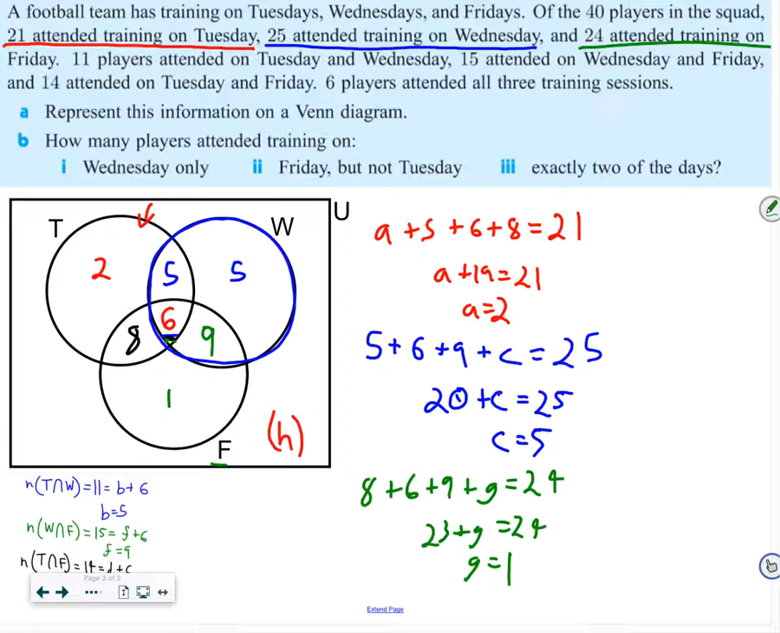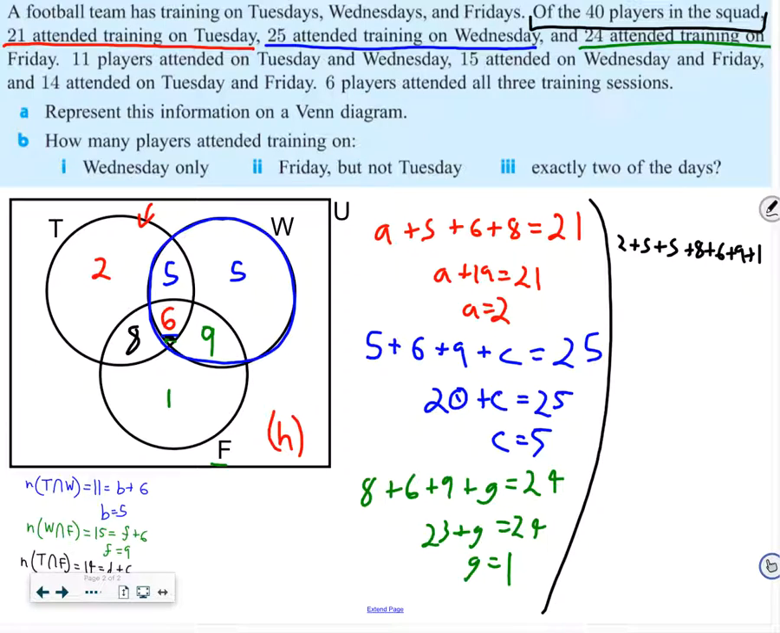The last piece of information is I still need to find H. To find H, I need to add these all together. There are 40 players in the squad. So if I add these all up, I do 2 plus 5 plus 5 plus 8 plus 6 plus 9 plus 1. I get 10, 12, 20, 35, that's 36, plus H needs to be equal to 40, so H is equal to 4. Now I can put in 4 here. I need to remember that these are not actually what's in the sets in the Venn diagram, but the number of them there, so I want to put brackets around each one to show how many are in that region.